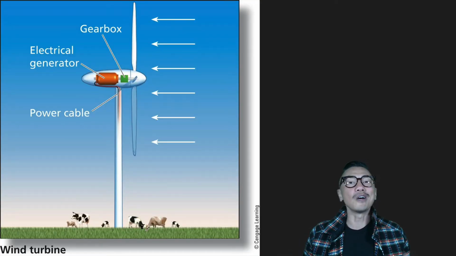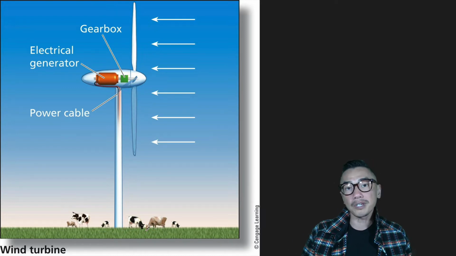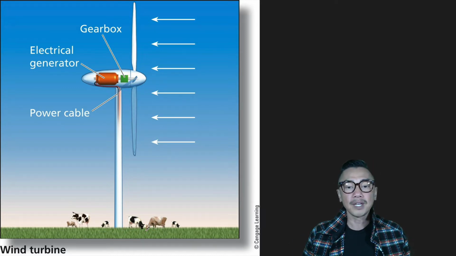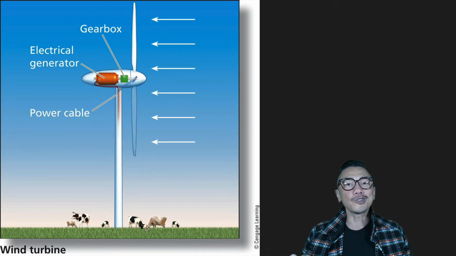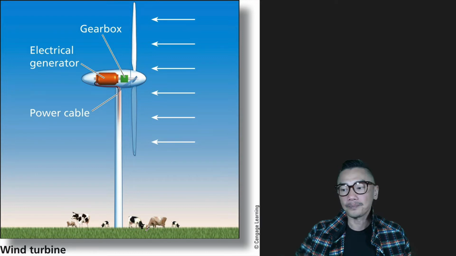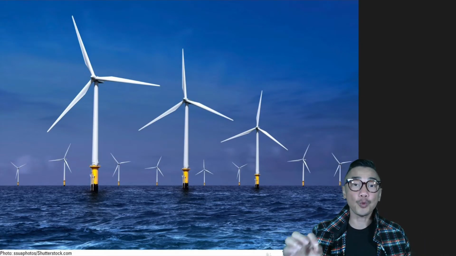This diagram shows the different parts of a wind turbine. Wind will turn the blades of a turbine. The turning blades cause the gearbox to rotate and power the generator. The generator then generates electricity and sends out electricity through a power cable. Wind turbines can also be found in offshore wind farms.